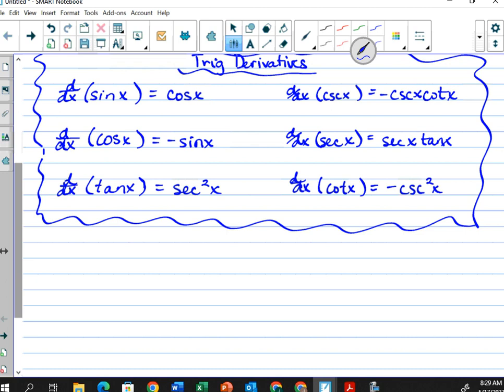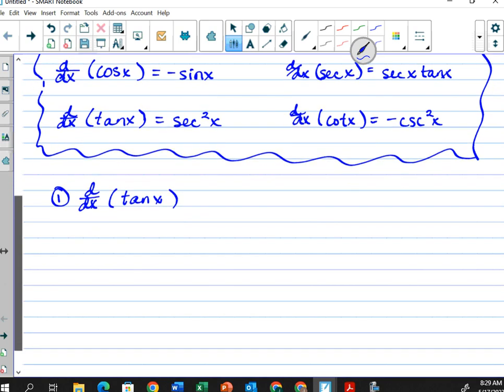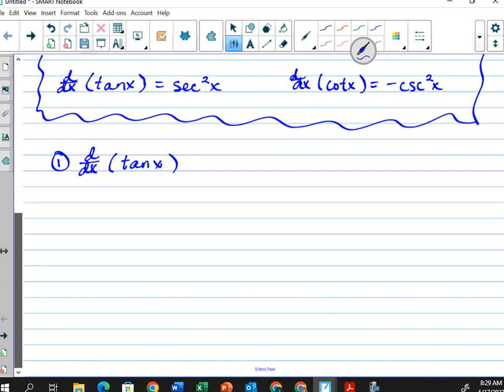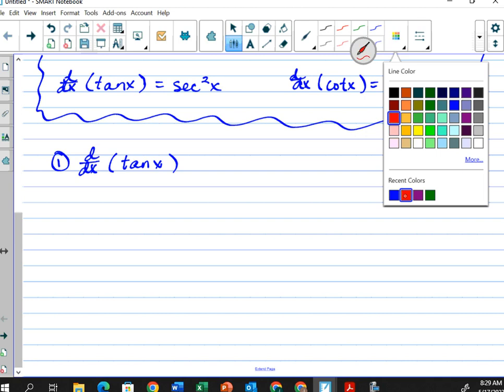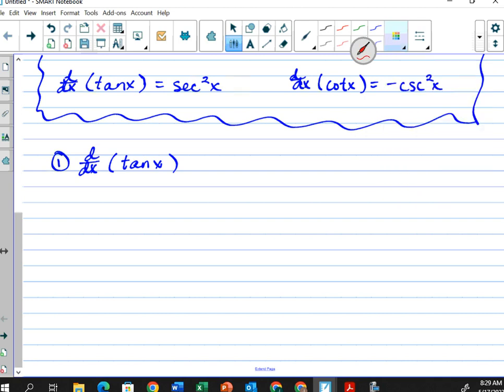But let's do that one algebraically. That's our first example here, guys. Let's find d dx of tangent of x. And not just, oh, we know it's secant squared. Let's show why it's secant squared. Can we write tangent as something else? It's sine over cosine.